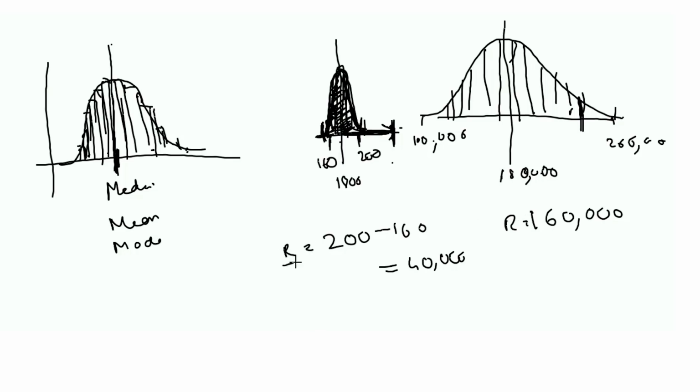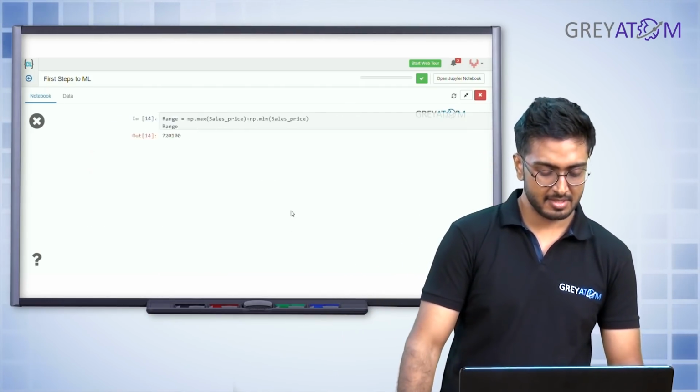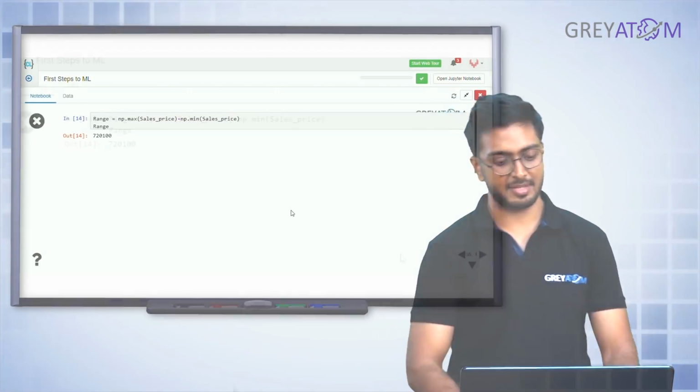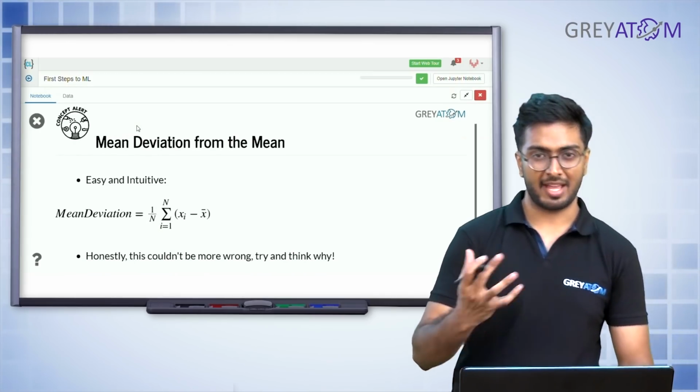So from range we can basically get an idea of how varied the data set is, right? In this case the range is high, which means that there is a lot of variation in the prices in the data set. In this case the range is very low, which means that the house prices are almost similar to each other. So let's check the range, which is np.max, which gets you the maximum value, np.min gets you the minimum value, and you get the range, and that is 720,100. So that's one way of calculating range.